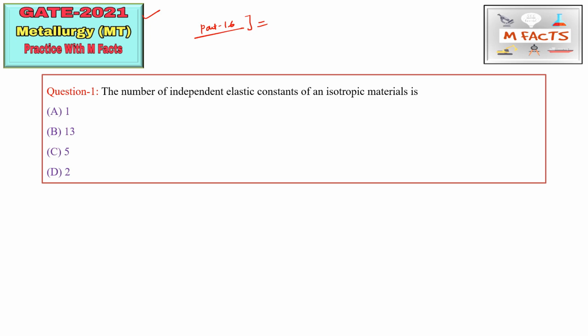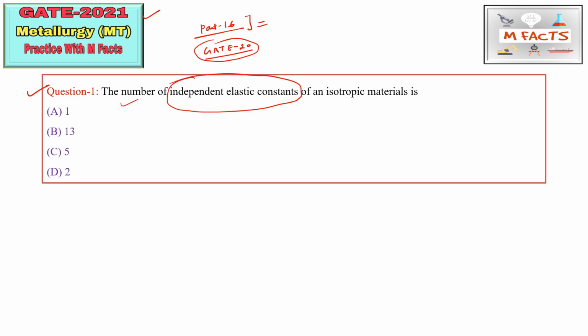So here the first question is: the number of independent elastic constants of an isotropic material is? These questions are from GATE 2020, whatever I will do in this video series, and it is a 1 mark question. This question is very nice, and they are asking about the number of independent elastic constants.